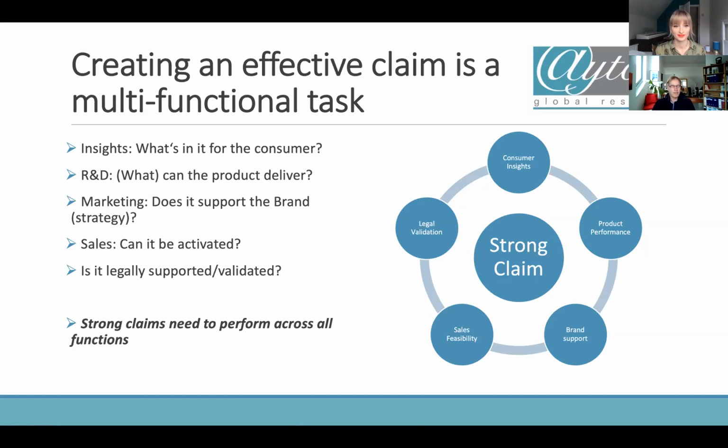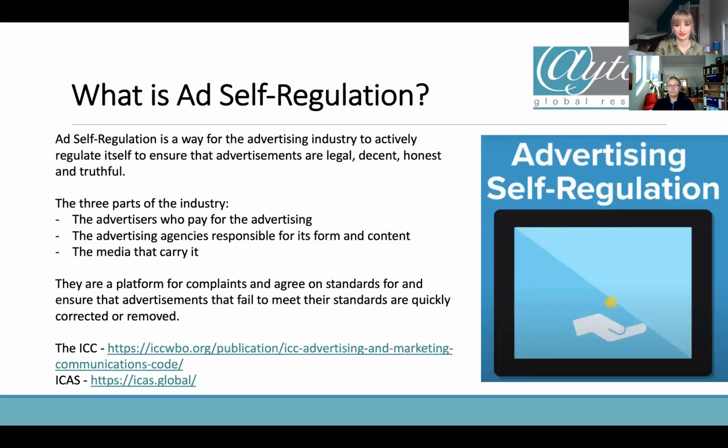And of course, and finally, is it legally supported, validated? Where Carys and her expertise comes into the game. Strong claims need to perform across all functions. If all of this is ticked off, then you can have a strong claim. Great. And as I said, I'll touch on this.